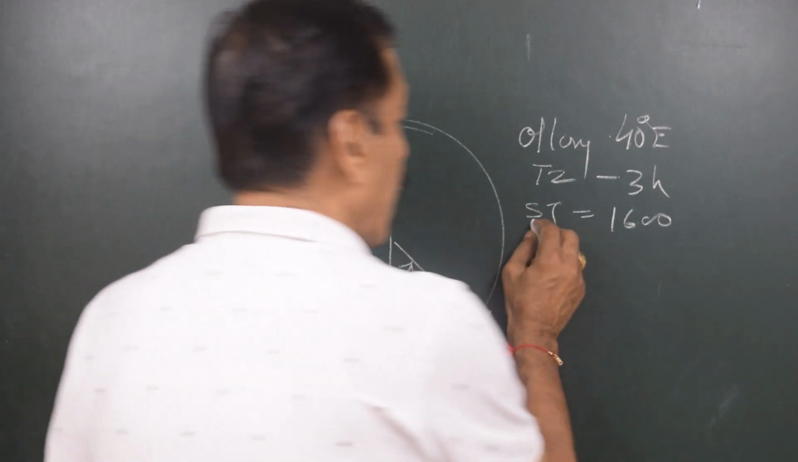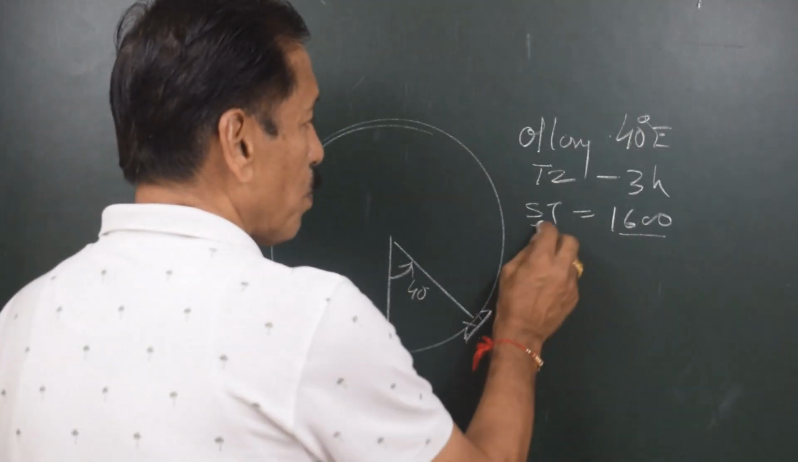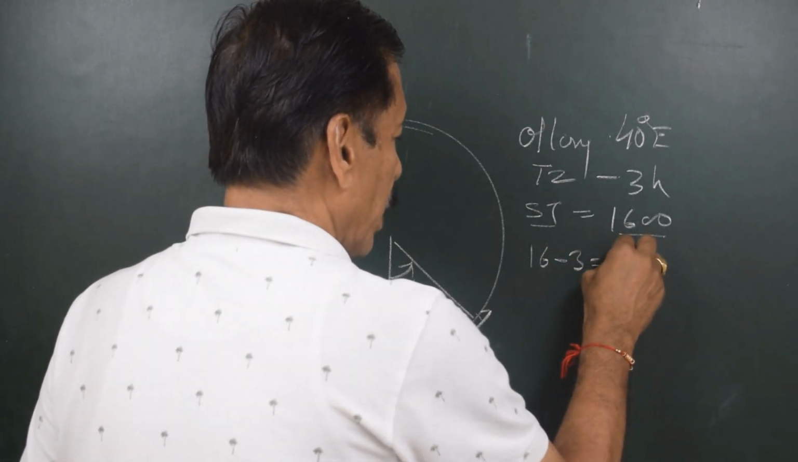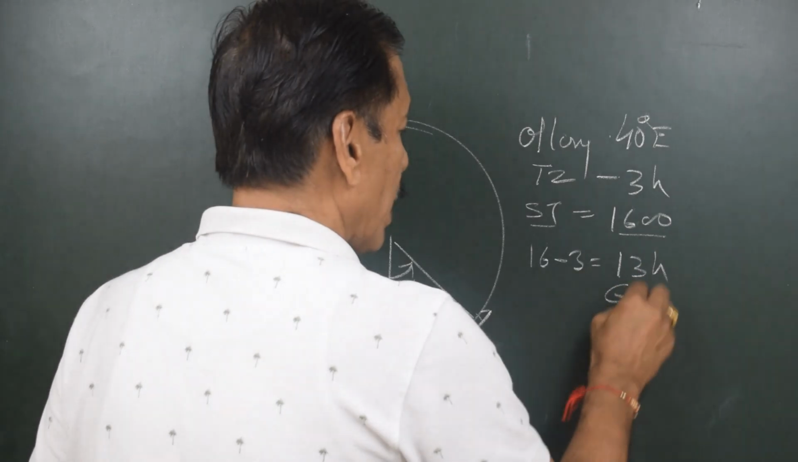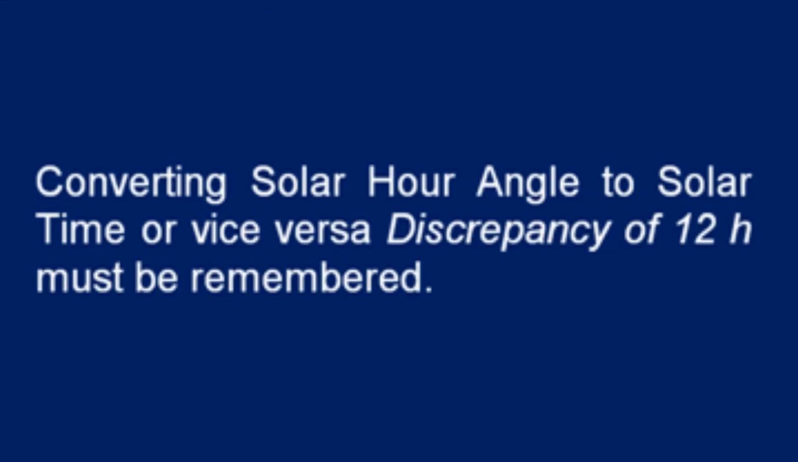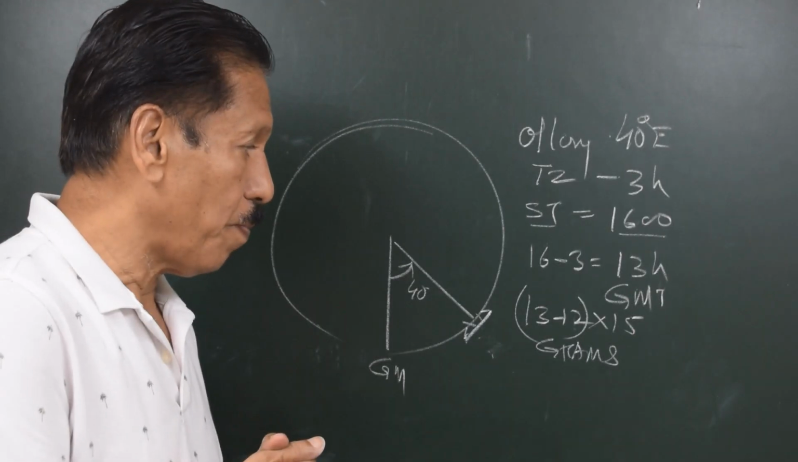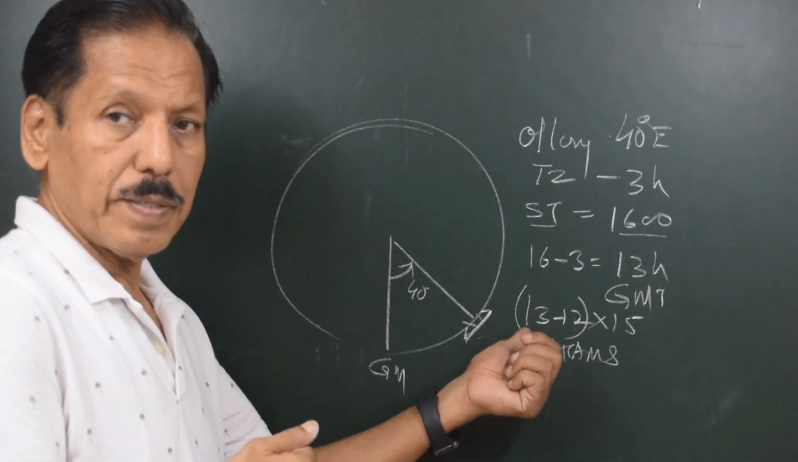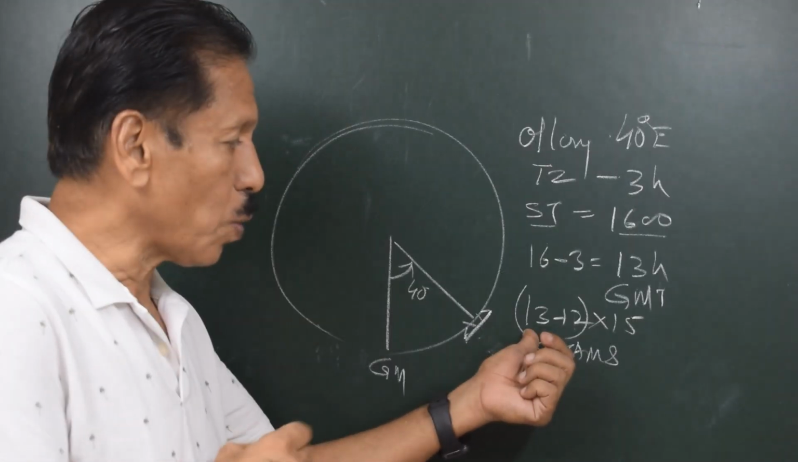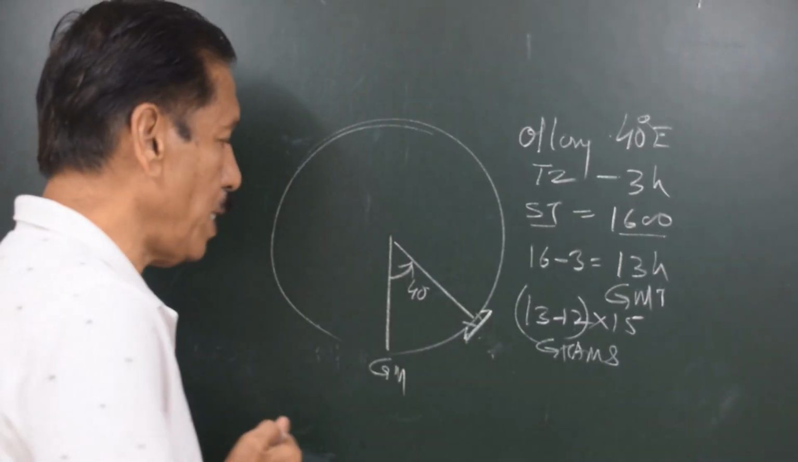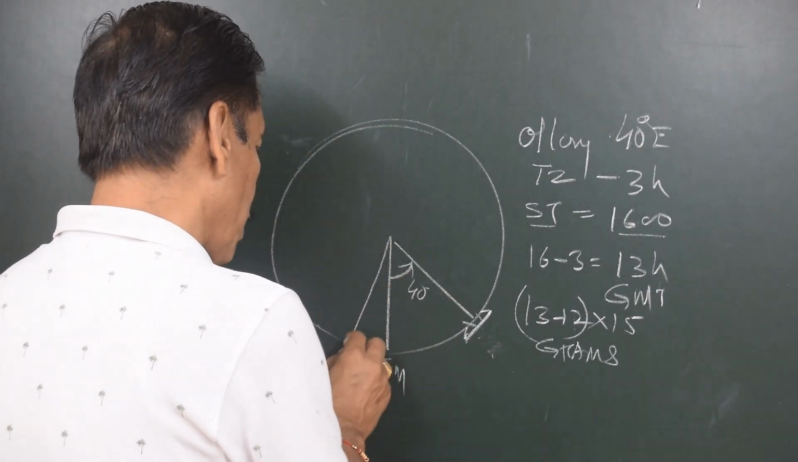But when you say ship's time is 1600, ship's time plus time zone, that is 16 minus 3, should be 13 hours as GMT. When I convert the time into hour angle or hour angle into time, there is a discrepancy of 12 hours. We have discussed that before. So when the GMT is 13, it is more than 12. So I minus 12, multiplied by 15, gives me 15 degrees. So the GHA of mean sun is 15 degrees. So I will put the mean sun over here.